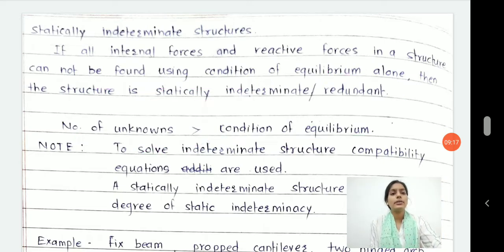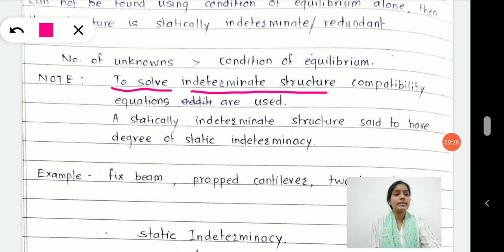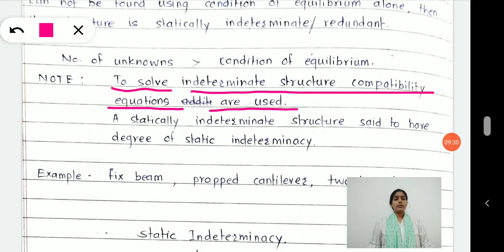Next, I have written one note here. The note says: to solve an indeterminate structure, compatibility equations are used. What am I supposed to use to solve such an indeterminate structure? Compatibility equations. Compatibility equations means what? We have three equilibrium equations. In addition to that, if we use other equations to solve my system, we call them compatibility equations. Now, how to develop compatibility equations? We will see, because we are going to solve indeterminate structures in our upcoming syllabus. There we will understand how to develop the compatibility equations and how to approach indeterminate structures. But remember that in addition to the equilibrium equations, you have extra equations. Those are called the compatibility equations, right?